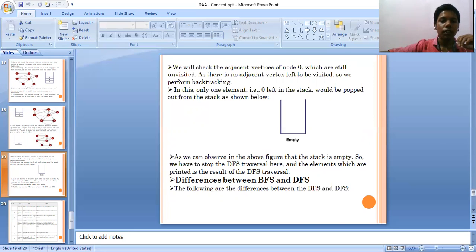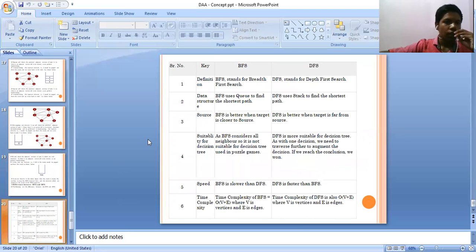Differences between BFS and DFS. The following are differences between BFS and DFS. The first one is key definition. BFS stands for breadth first search, and DFS stands for depth first search. The second one is data structures. BFS uses a queue to find the shortest path. DFS uses a stack to find the shortest path.